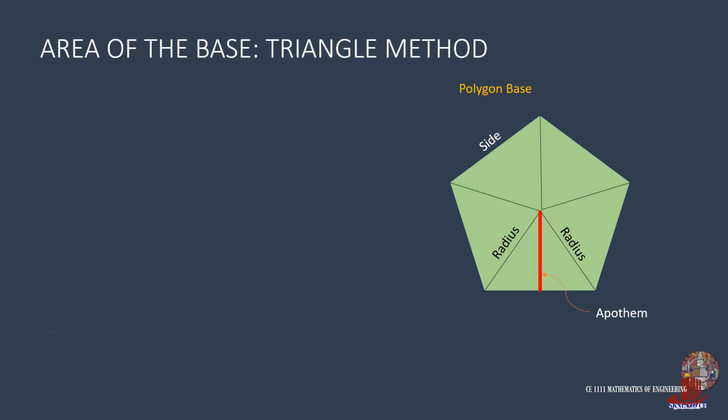There are 2 ways of solving for the area of the base. First is the triangle method, which is basically counting how many triangles there are in the polygon, knowing how to compute the area of a single triangle.